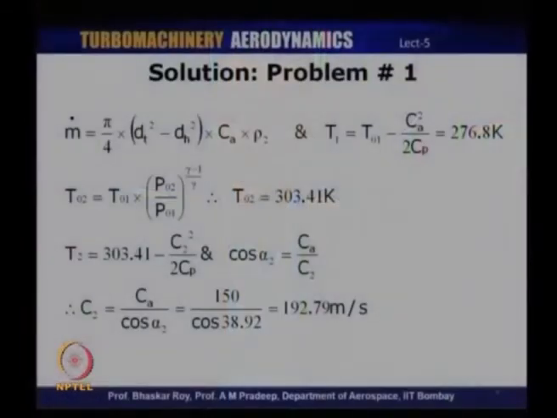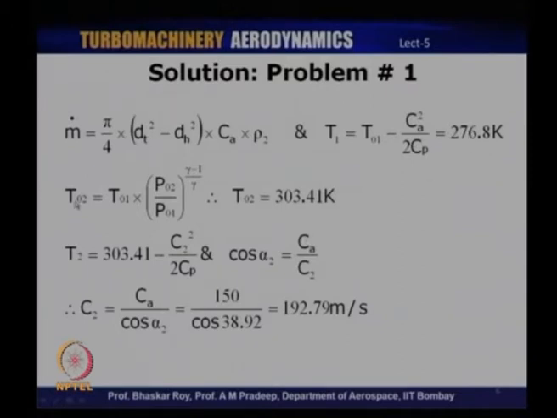Now, mass flow rate, as I mentioned, is pi by 4 times D t square minus D h square multiplied by C A into density rho 2, or otherwise rho 1 is also sufficient. We could use either rho 2 or rho 1, the mass flow rate does not change with that. So, since we have been given the temperatures, we can also find out the corresponding values at the exit of the compressor, and therefore, T 1 which we will now calculate as T 0 1 minus C A square by 2 C P. T 0 1 is given already as 288. So, from there we get 276.8 Kelvin.